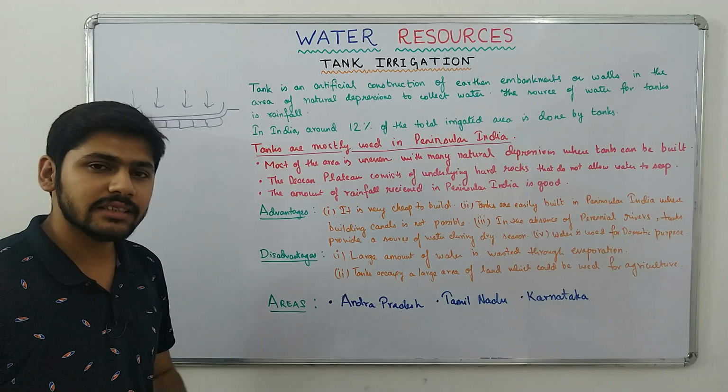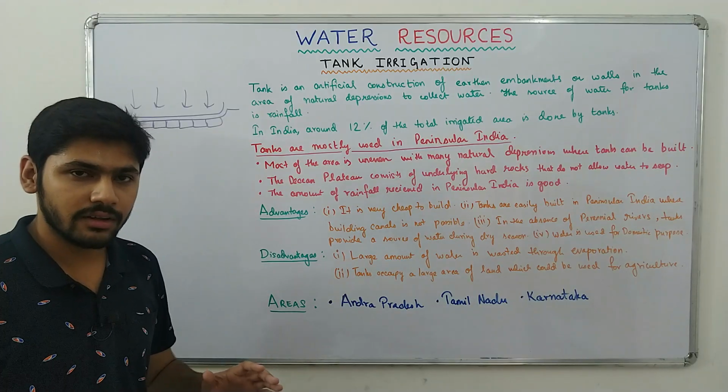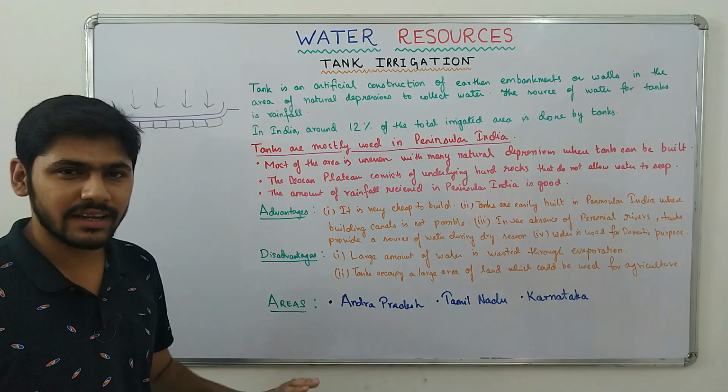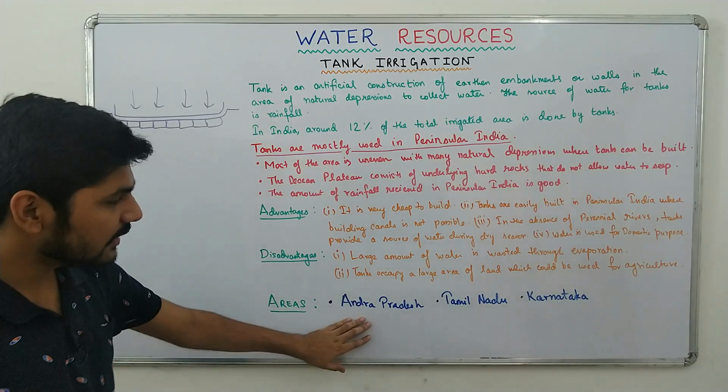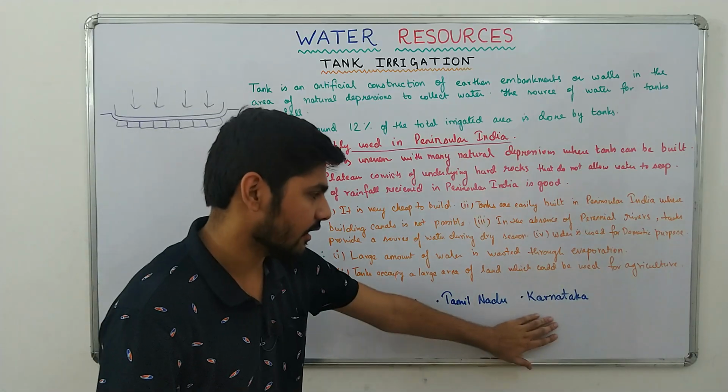Then what are the areas where tank irrigation is mostly found? The area is mostly peninsular India and the states are Andhra Pradesh, Tamil Nadu and Karnataka.